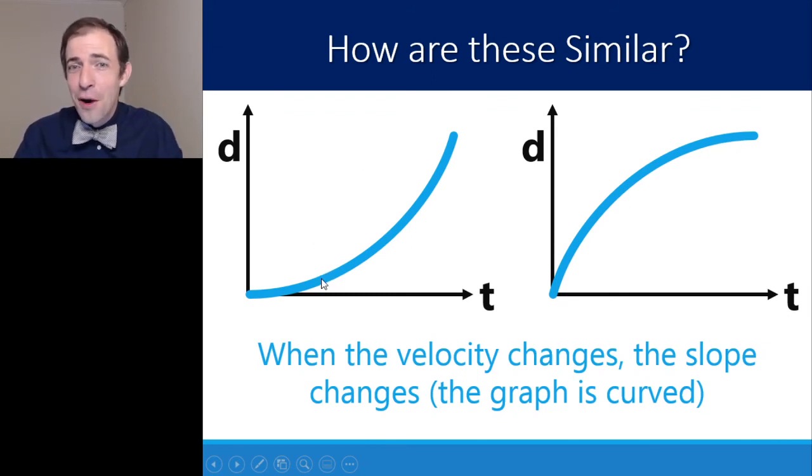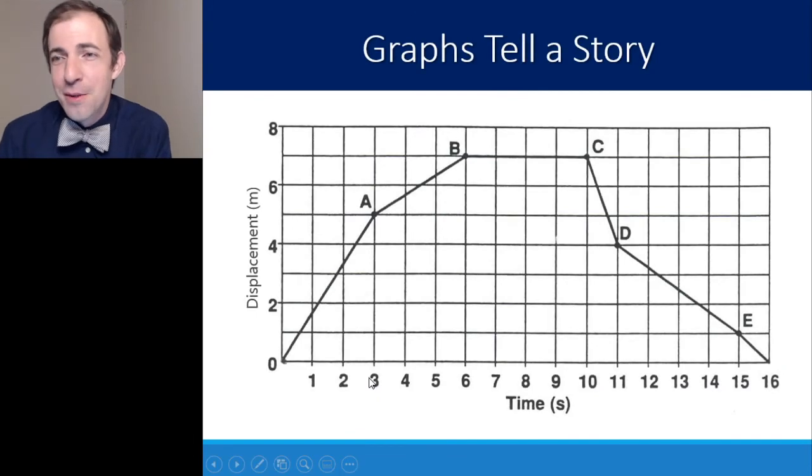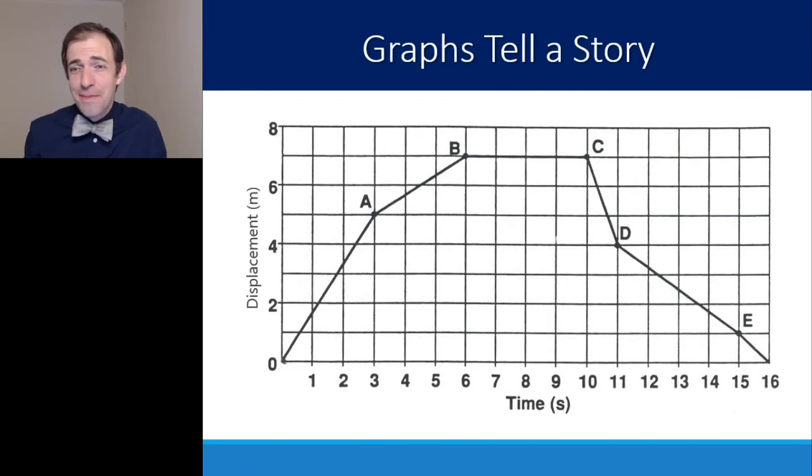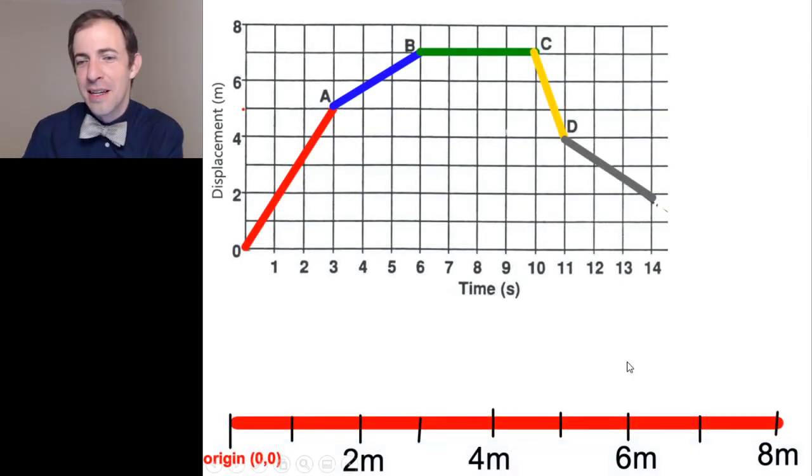But if we know the velocity is changing, if it's getting faster or slower, we expect this to be a curved graph. So these graphs that we're looking at tell us a story. If we have a graph that shows us over 16 seconds where something is, it goes from 0 to 5 to 7, stays at 7, down to 4, down to 1, down to 0. This graph tells a story. Let's look at the story that this graph is telling. So in this particular graph, let's split it up into these 5 different segments.